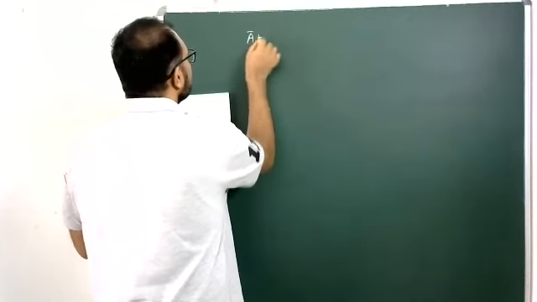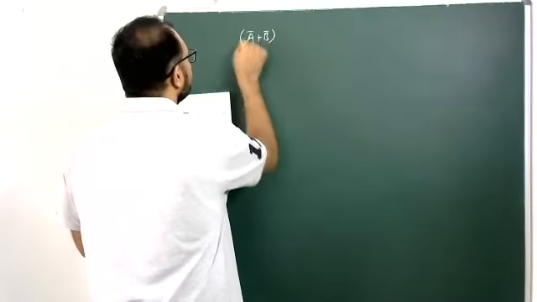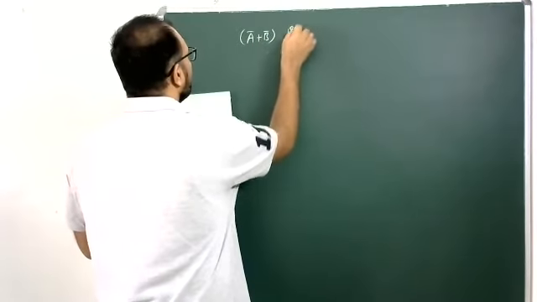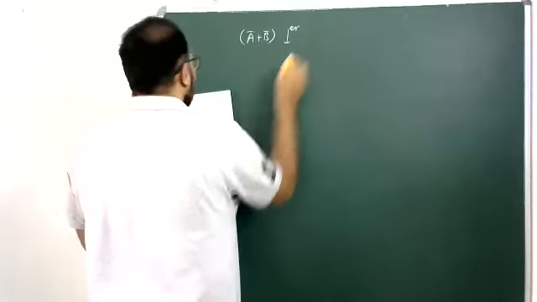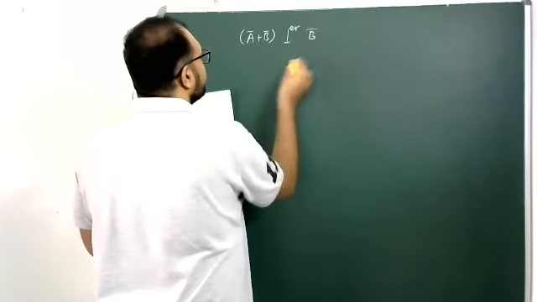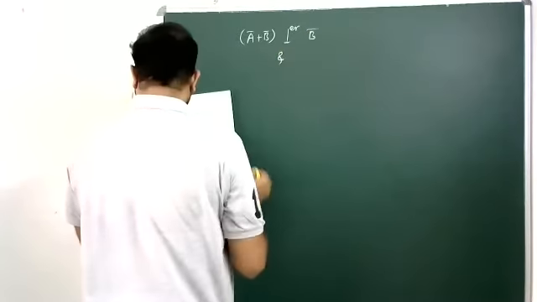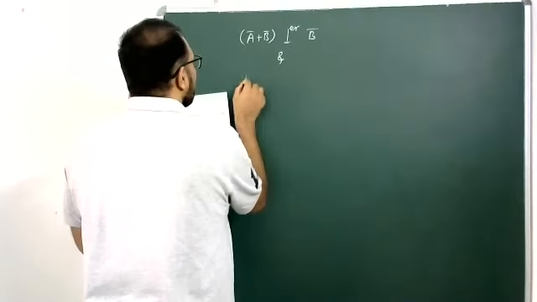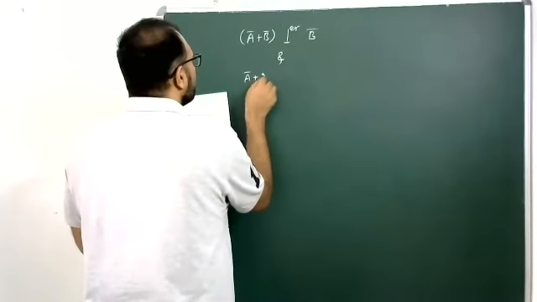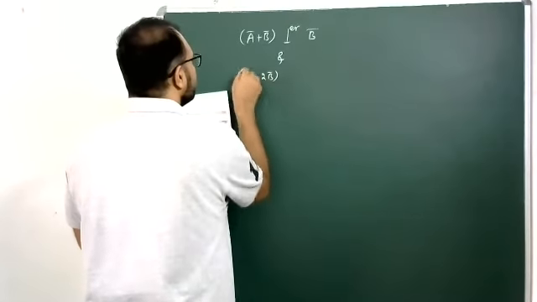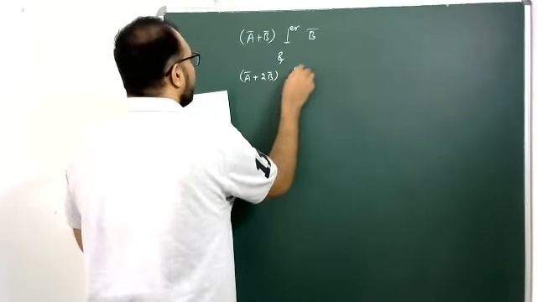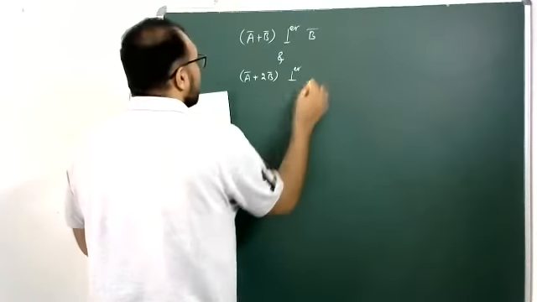A bar plus B bar is perpendicular to B bar, and A bar plus 2B bar is perpendicular to A bar.